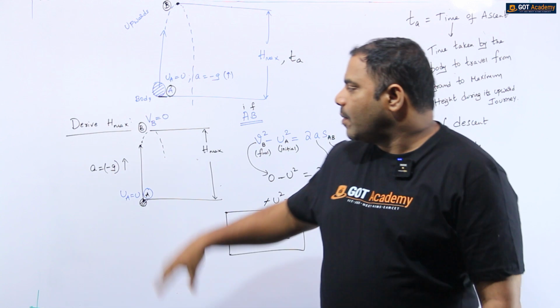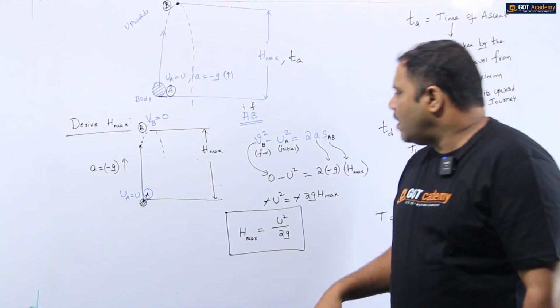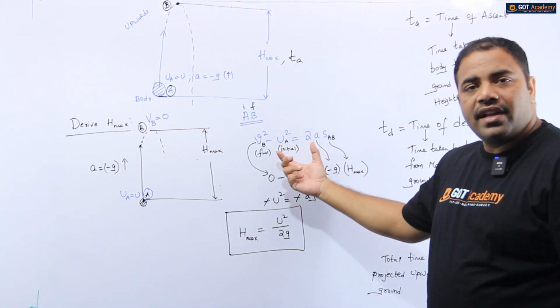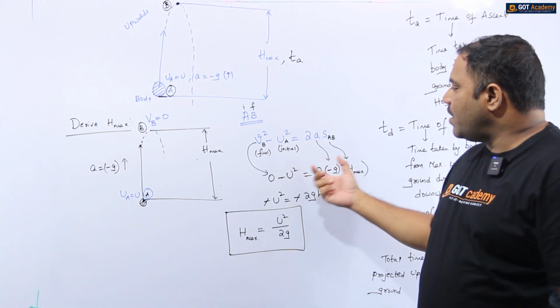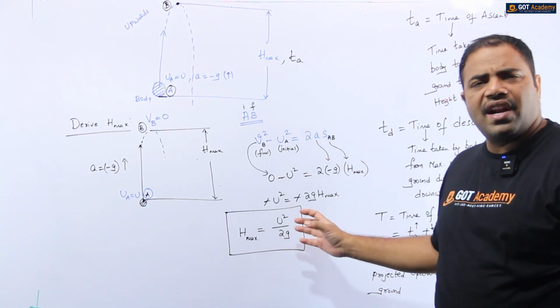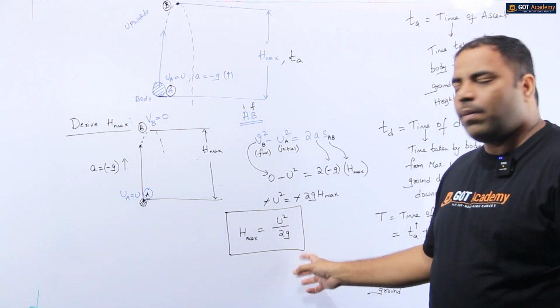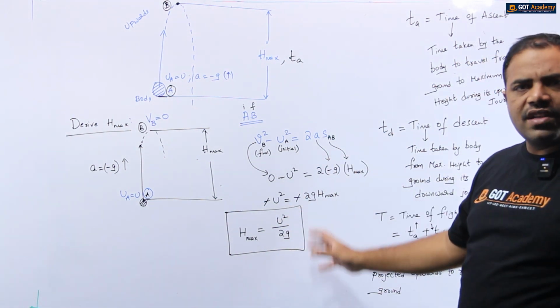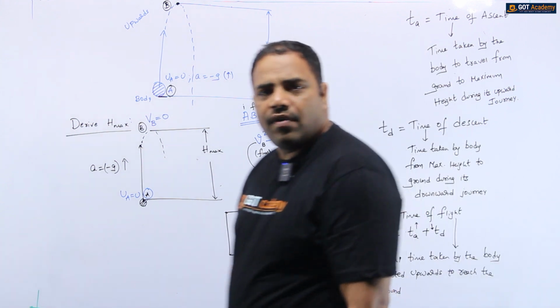Is it clear? So by using all this data, we have taken this particular relation, kinematic equation 3, and substituted each and every point, and we got this maximum height as u square by 2g. Very, very important relation, my dear. Very important relation. Okay? I hope you understood this. Now I would like to erase it.